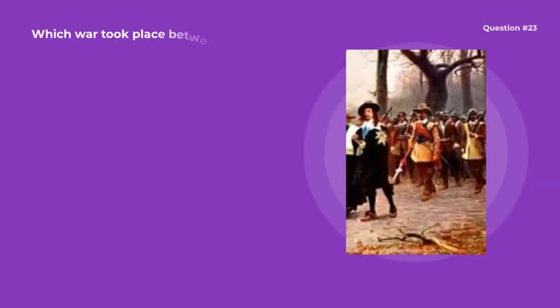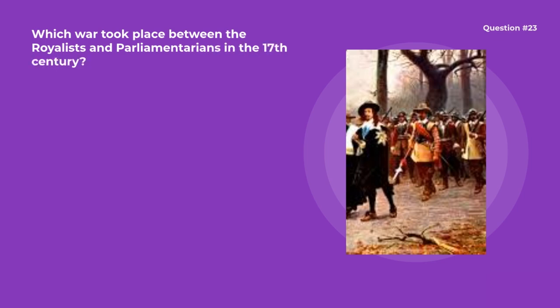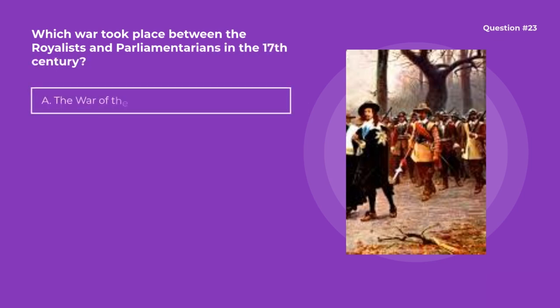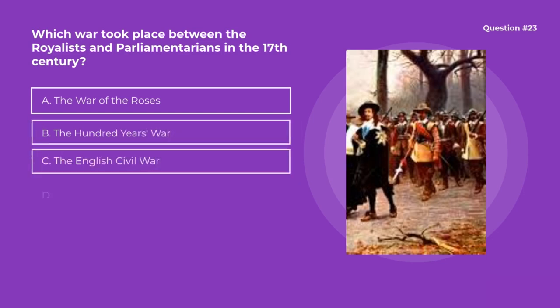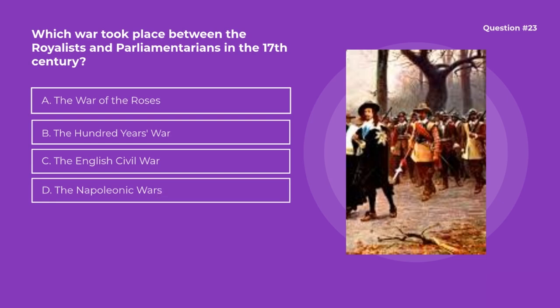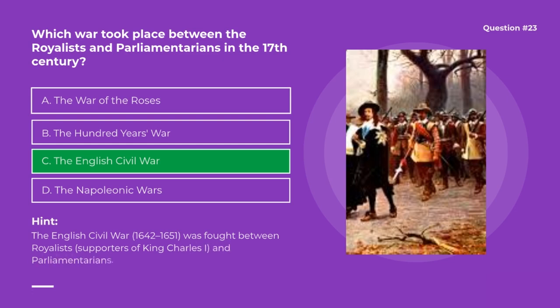Question number 23. Which war took place between the Royalists and Parliamentarians in the 17th century? Options are A. The War of the Roses, B. The 100 Years' War, C. The English Civil War, D. The Napoleonic Wars. The correct option is C. The English Civil War. The English Civil War, 1642 to 1651, was fought between Royalists, supporters of King Charles I, and Parliamentarians.